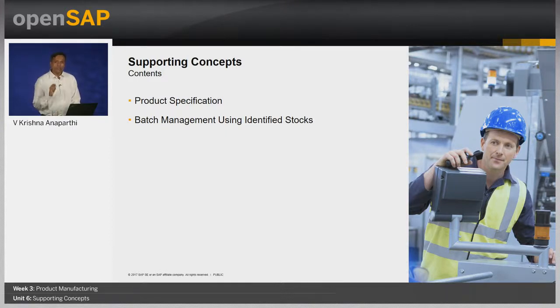The next one is product specification. In the last unit, we have discussed a way to define the variant for the product using product specification. In this unit, let's understand the process flow using product specification in order to build and issue the goods as per the product specification. Now, let's quickly discuss how to enable these features for a material.